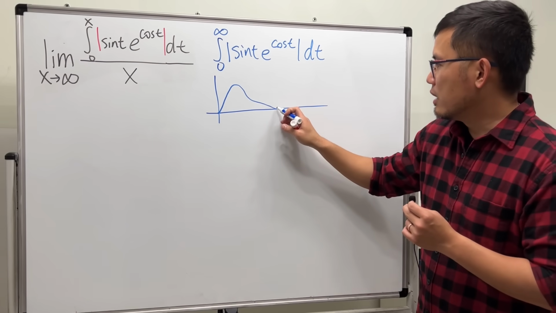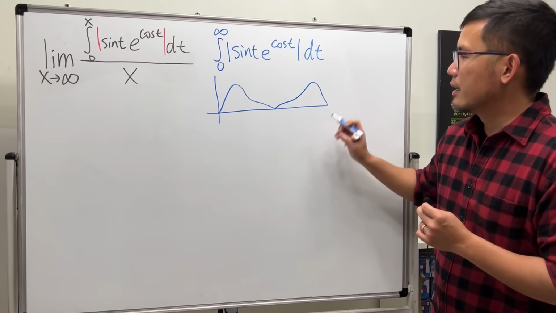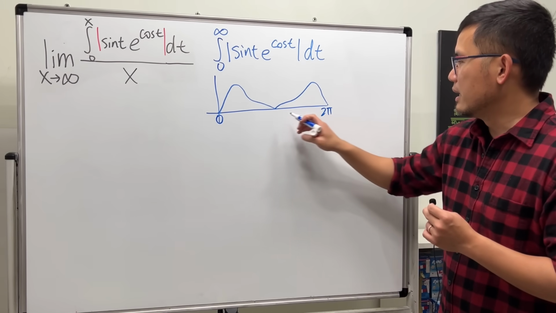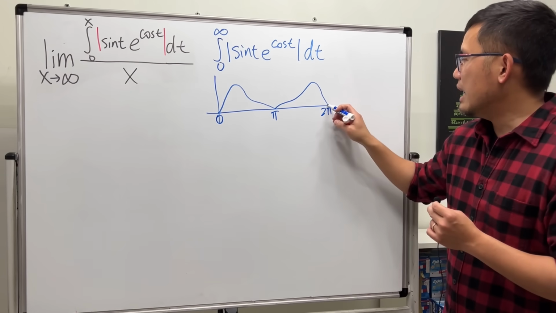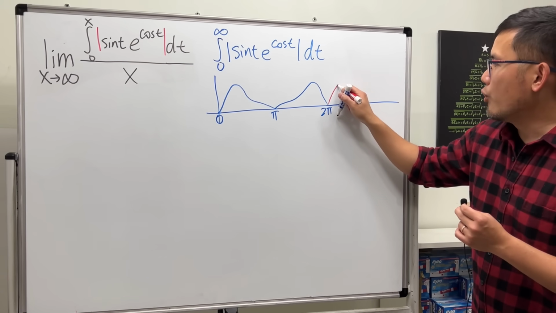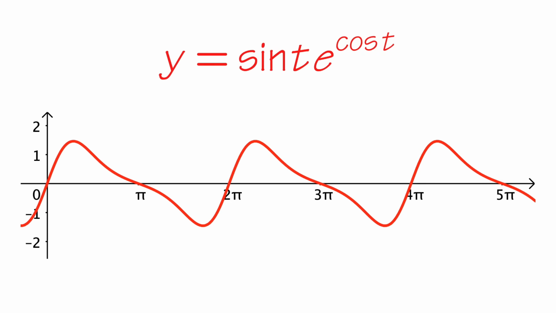But because of the absolute value, it's going to make that part positive. So you will get a nice reflection like this, and then that. This is the first period going from 0 to 2 pi. This right here being pi. After that, you just pretty much have the same thing over and over again, and so on.